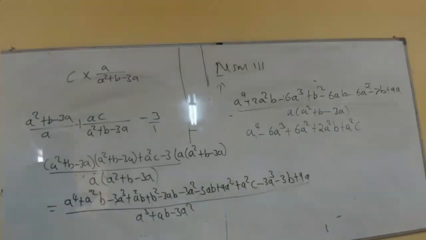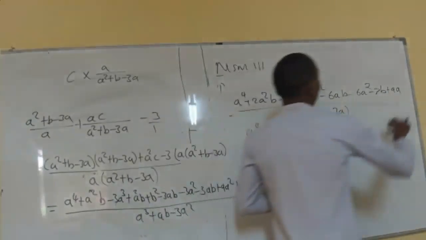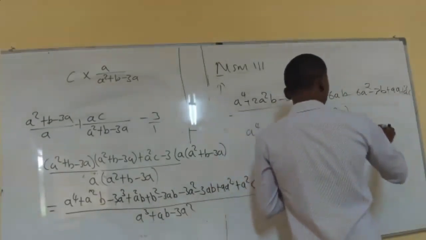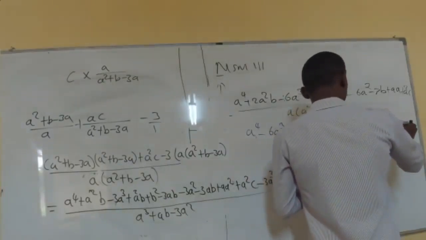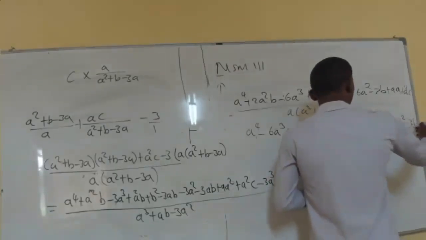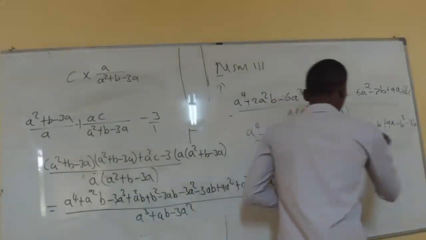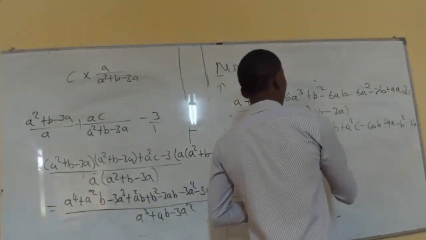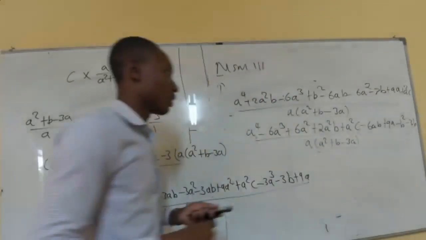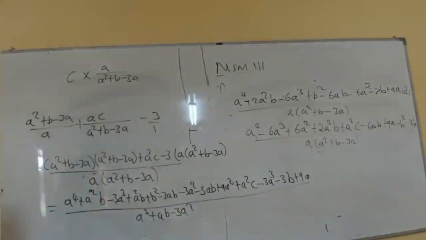Okay, so that is a missing component, a squared c, so plus a squared c, right? Minus 6ab plus 9a minus b squared minus 3b, right? Then everything is over a squared plus b minus 3a. Okay. So basically that's the final answer which we get. Okay, so that is just one side which we've been doing.